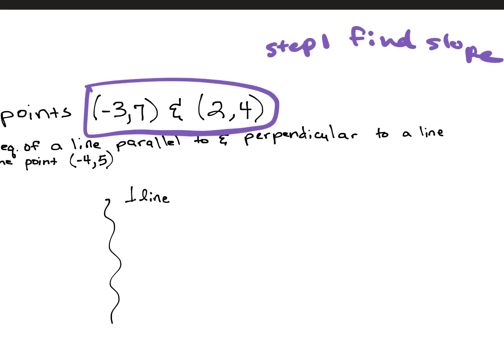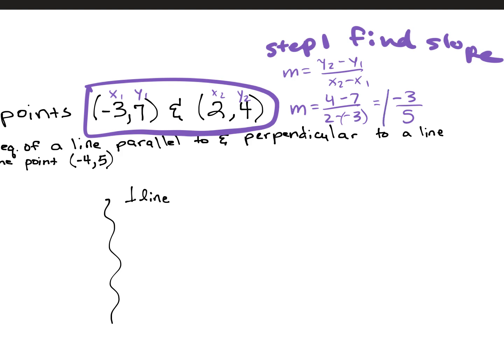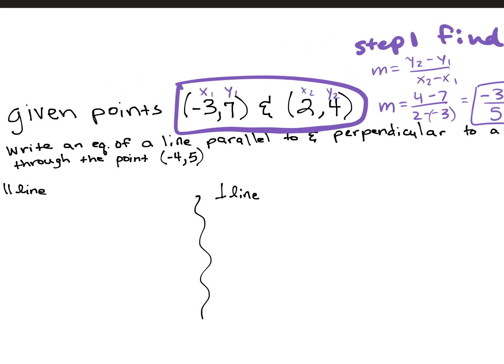So what's our slope formula? y2 minus y1 over x2 minus x1. So I'm going to label my points x1, y1, x2, y2. And then we plug it in. So we have 4 minus 7 over 2 minus negative 3. 4 minus 7 would be negative 3 over, what's 2 minus negative 3? 5. So our slope is negative 3 over 5.